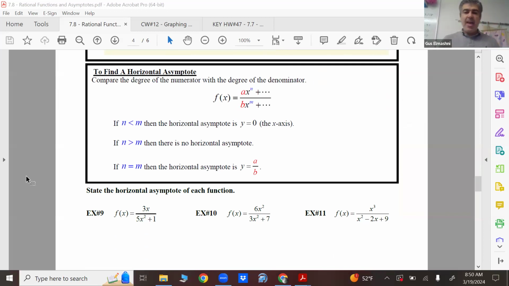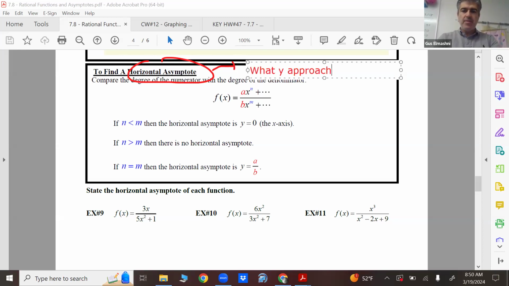That's all it is. And actually, this is reversed from the way I do it. I usually put M in the numerator and N in the denominator. But regardless, this is all about what y approaches as x gets super negative or super positive. That's it. That's all it ever is.